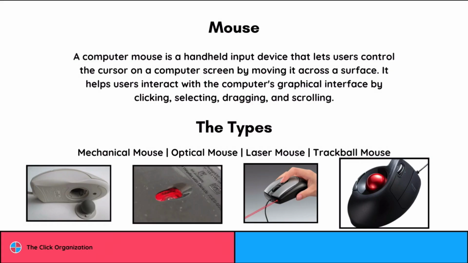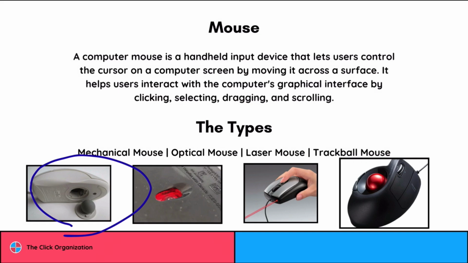There are 4 types of mouse. Mechanical mouse, as you can see in here. This type is a type of mouse that has a middle ball underneath it, and as the ball rolls, internal rollers detect the movement.